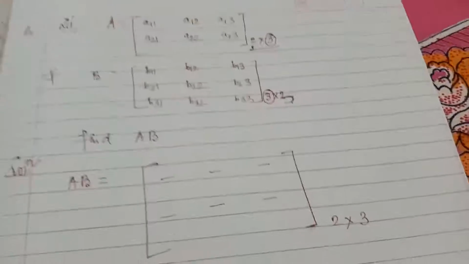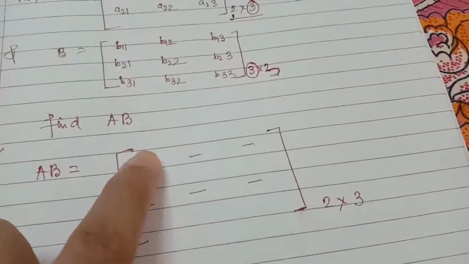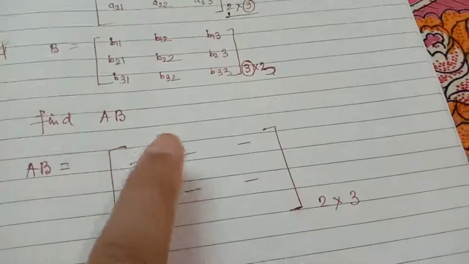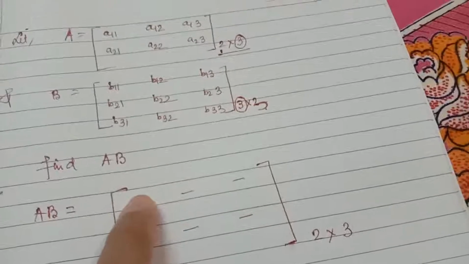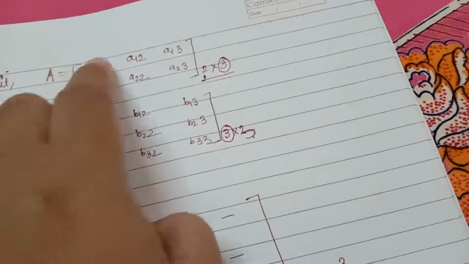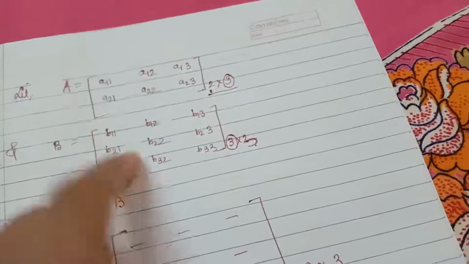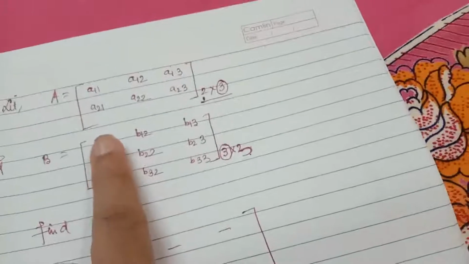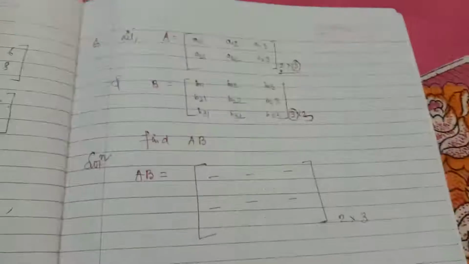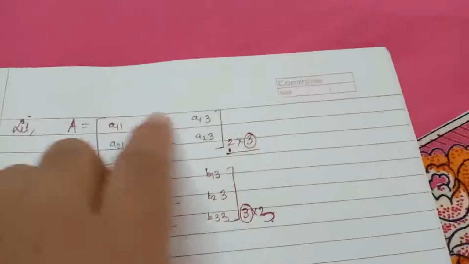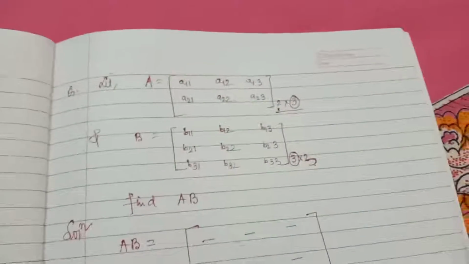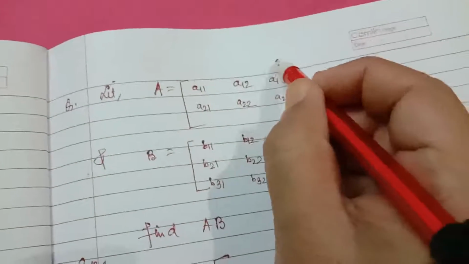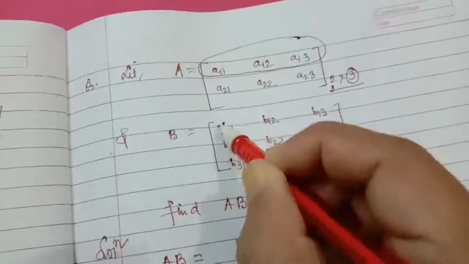Now this is the first row, first column element of the product. To get the first row, first column element, we have to multiply the first row of A with the first column of B. How to multiply? With the first row, we have to multiply the first column. You see, the first row is this, and the first column is this.